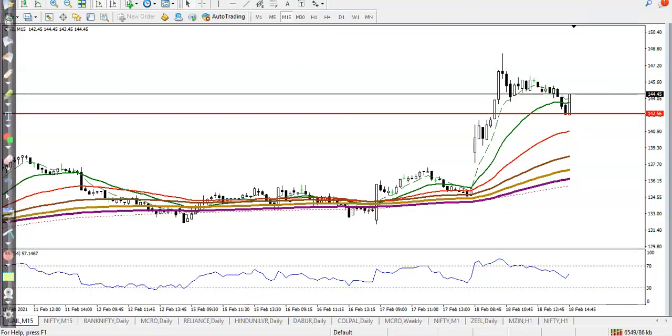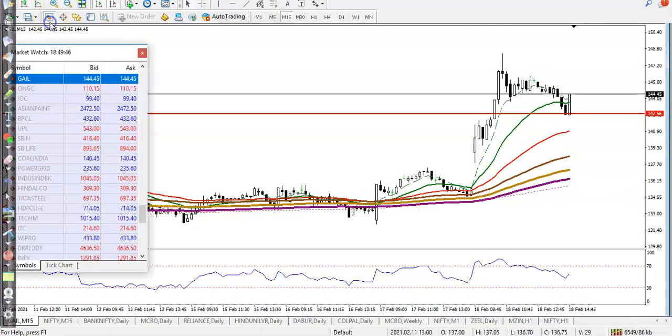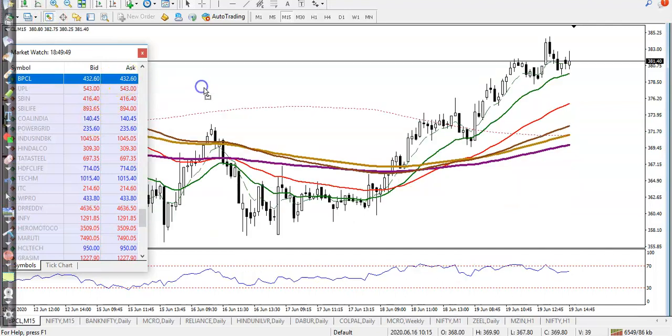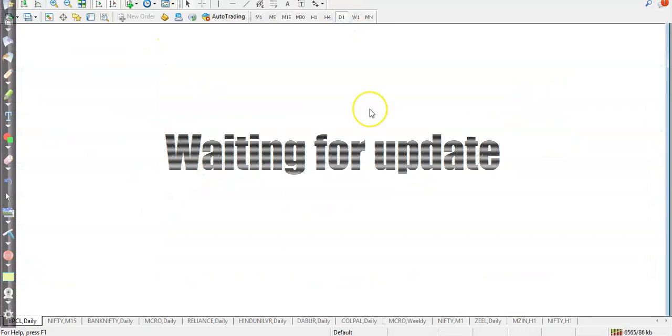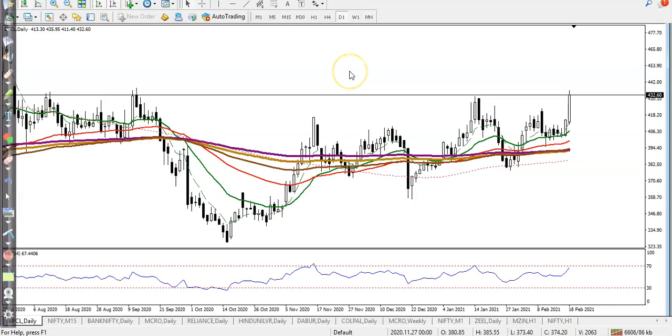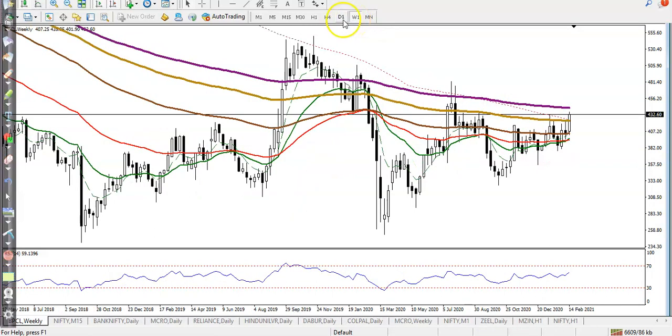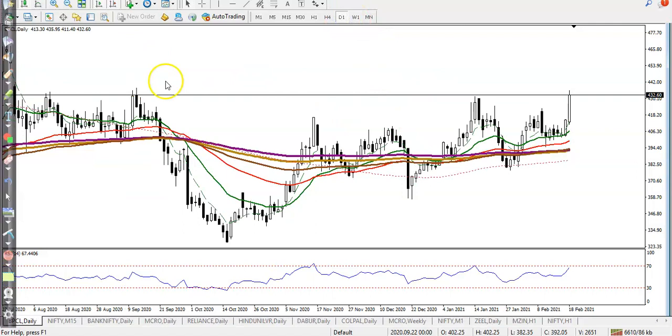Okay, next one, BPCL. Okay, this one, BPCL. See in the daily time frame. All right. Okay, this one. This is a very strong resistance somewhere there.